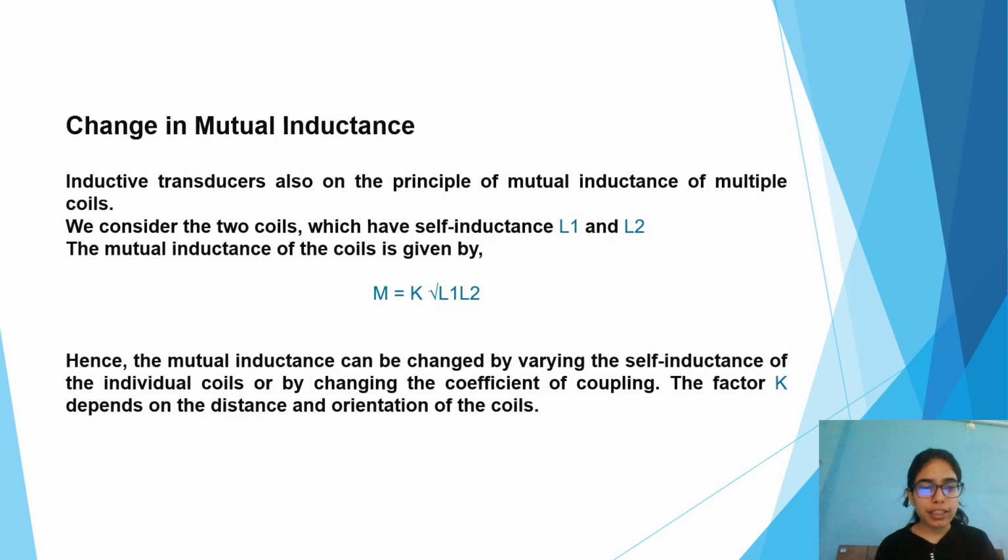Change in mutual inductance. We consider two coils which have self-inductance L1 and L2. The mutual inductance can be calculated by K into root over L1 into L2. Here K is denoted by the coefficient of coupling. The mutual inductance can be changed by varying the self-inductance of the individual coils or by changing the coefficient of coupling. The factor K depends on the distance and orientation of the coils.